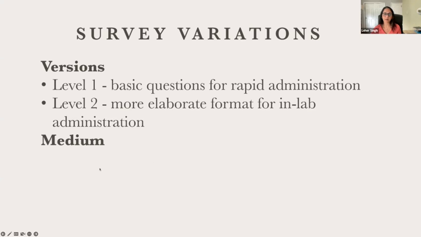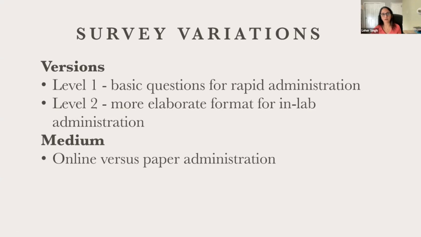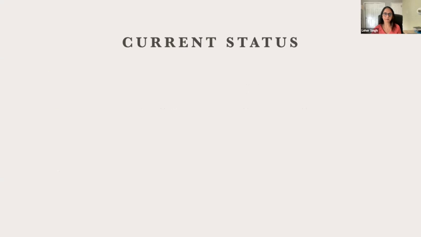We're also thinking about the medium of administration. So right now it's a paper and pencil or computer survey, but we would like to put it onto Qualtrics and other survey platforms that may be accessible to different researchers. So online versus paper administration, and also potentially having it deliverable over a smartphone. So using technology to speed up the process of data collection and make it easier for some parents to enter these data.